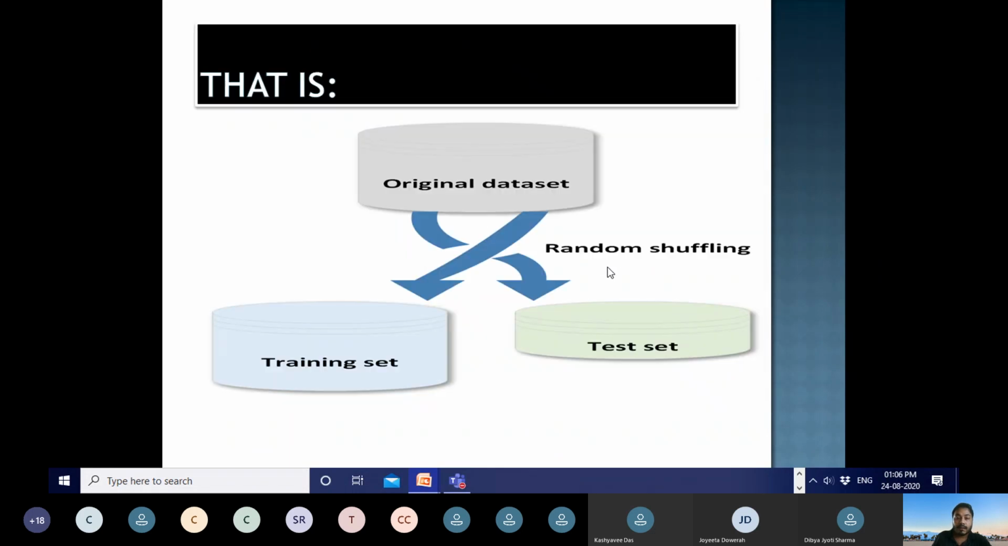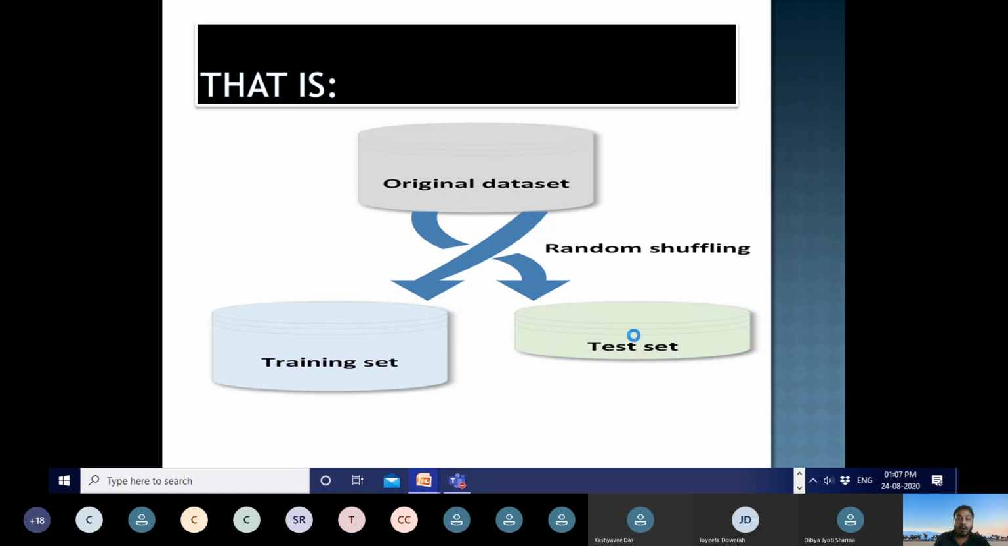Now see, I am again using the term random, right? But the volume in the case of the training set, you will see, is larger than the test set. Only you need to know this fact. You should not forget it, right?